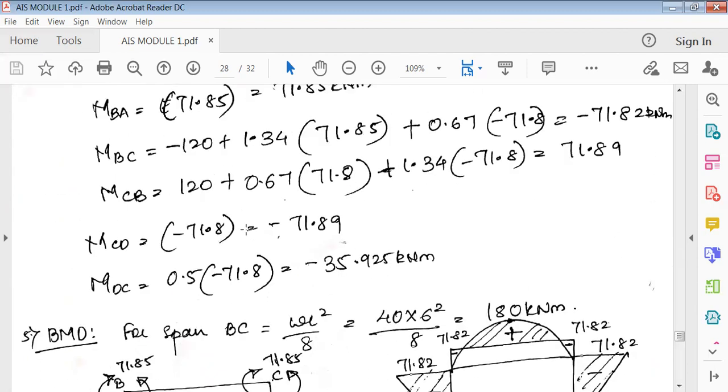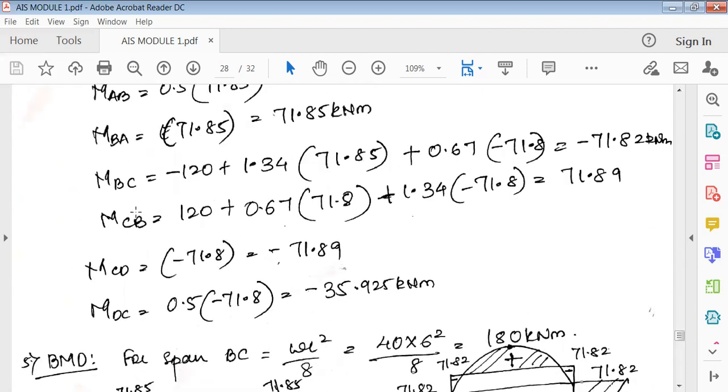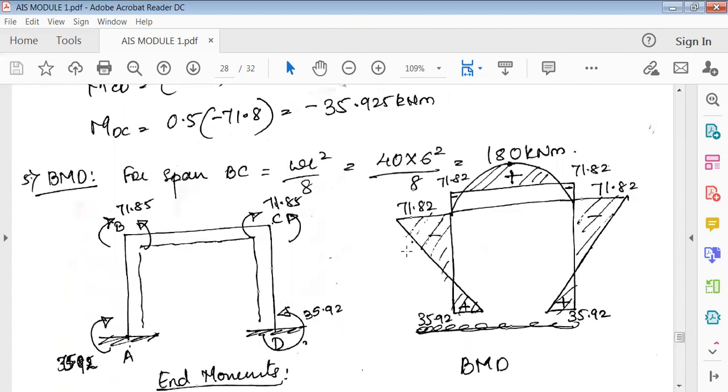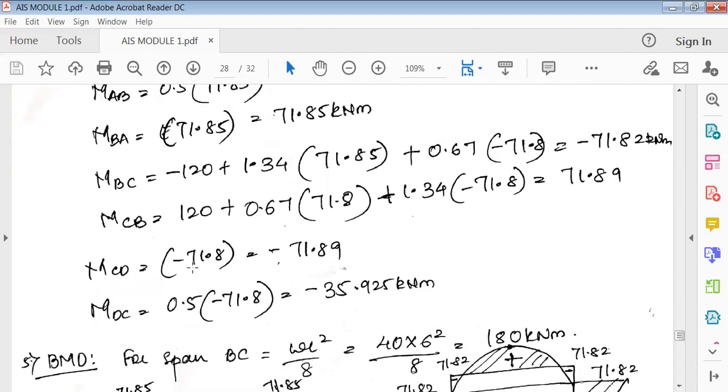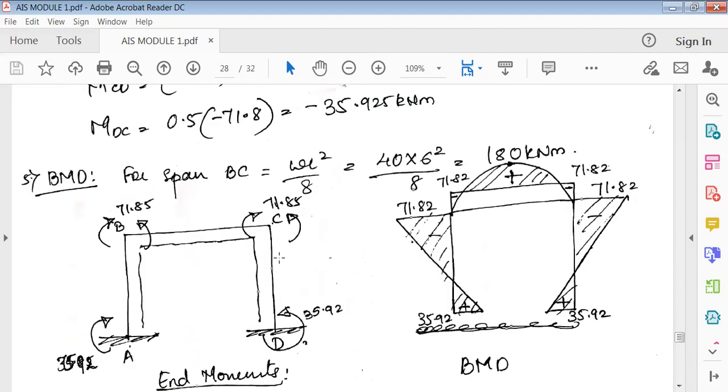Similarly, next MCB is positive. Positive I've shown here clockwise. All right, next MCD is anti-clockwise. Again in this part, try to show it out. In this part it is now anti-clockwise. Anti-clockwise means negative, magnitude is the same. And the final one is MDC. MDC is negative. Negative means show like this, anti-clockwise, with the magnitude.